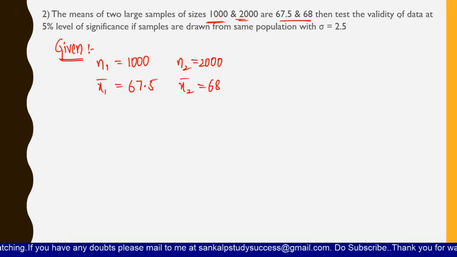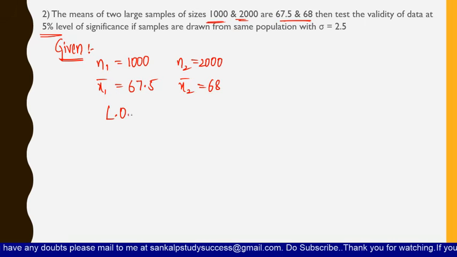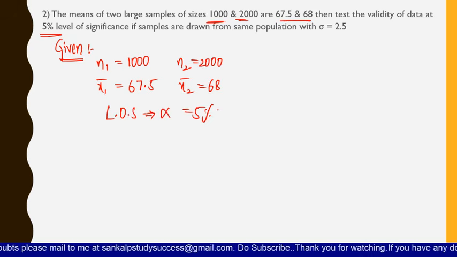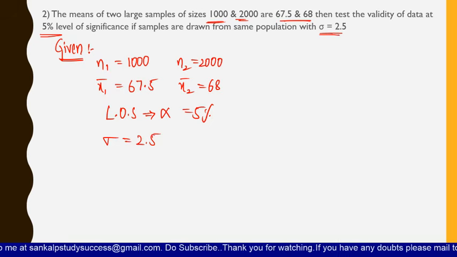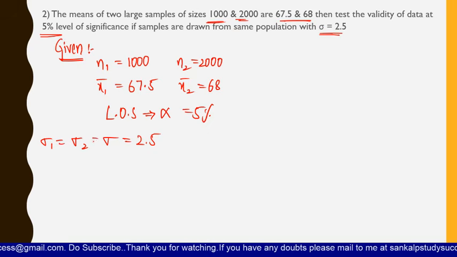Now test the validity of the data at 5% level of significance. The level of significance, that is alpha, is equal to 5%, which is mentioned in the question. If samples are drawn from the same population with sigma equal to 2.5, that means there is no separate sigma 1 and sigma 2. Both sigma 1 and sigma 2 are nothing but 2.5, which is given as sigma. Now let us test the significance, that is, let us decide whether it is accepted or rejected.